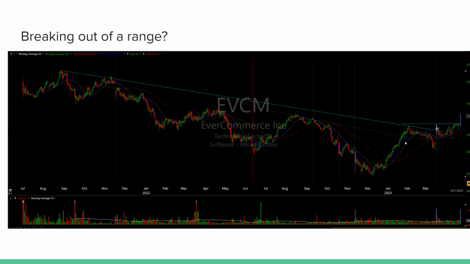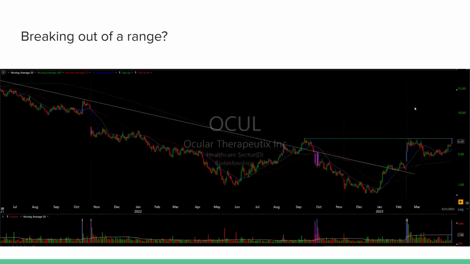This is what I define as the range of the stock recently. As you can see, every time it came up against this blue line, it would go back into the range. And on this day, it finally broke out of that range. So this is a perfect example of a stock that is breaking out of a range. And this stock definitely meets my first criteria.